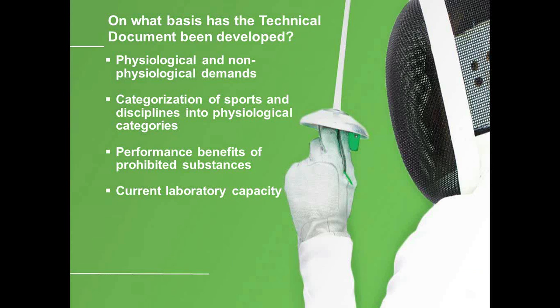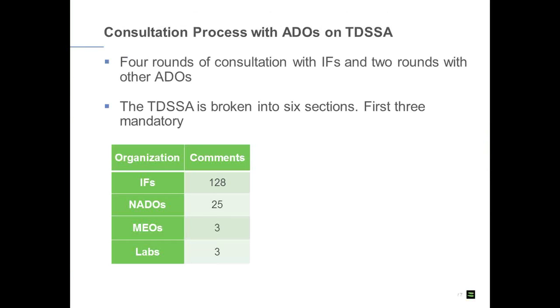In terms of the consultation process undertaken with the various stakeholders, this was critical in the development of the technical document. The higher number of comments received from IFs reflects their heavy involvement at the start of the process, which related to the physiological risk assessment of over 100 sports that are signatories to the code, and we thank all the IFs for their involvement in that process. The feedback and submissions received from the NADOs focused on a number of implementation aspects, and this was particularly important given the impact the technical document will have on the sports they have jurisdiction over. The laboratories were also consulted given the impact this document will have on their operations.